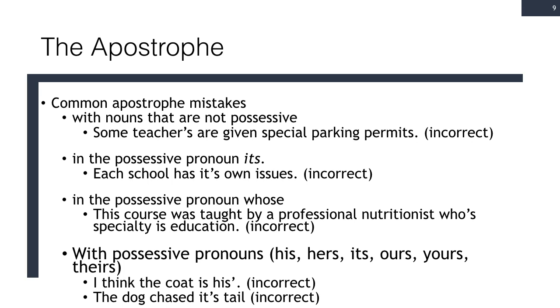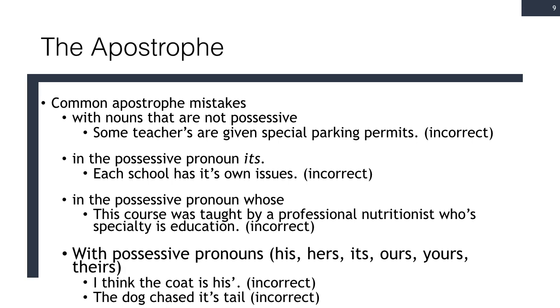All right, so some quick common apostrophe mistakes with nouns that are not possessive. Here's an example: some teachers are given special parking permits. The teachers don't possess anything here. Sure, they're getting a parking permit, but it's not a possession. They don't possess that. So it's not an apostrophe S.